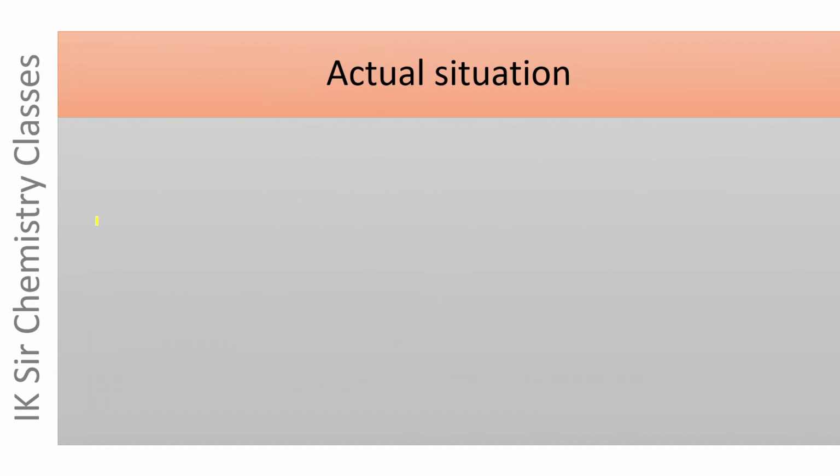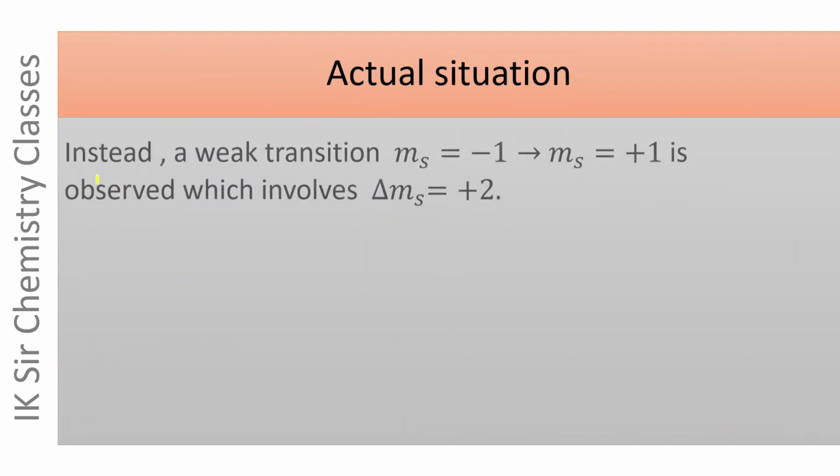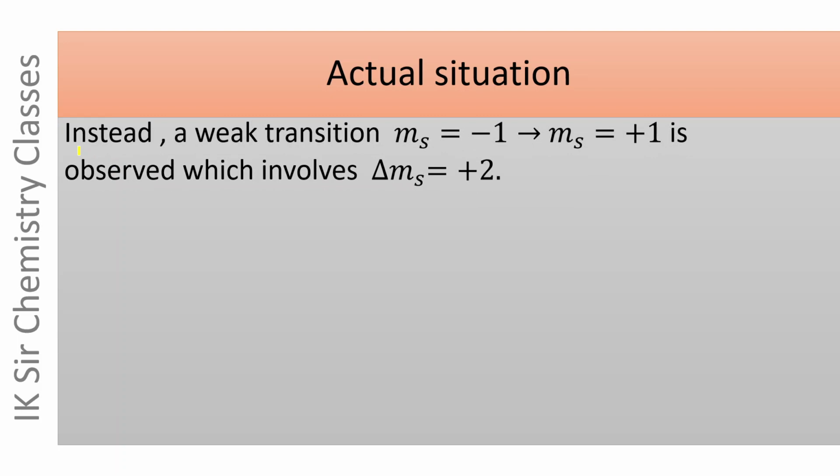The actual situation is as follows. Instead of two peaks in the ESR spectrum, a weak transition ms equals minus 1 to ms equals plus 1 is observed, which involves delta ms equal to plus 2.